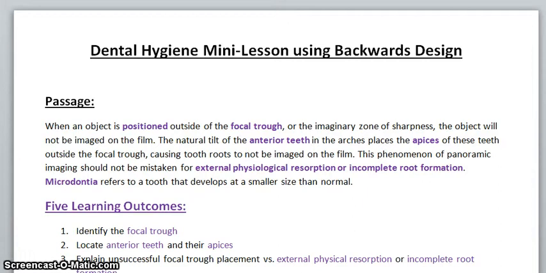The passage I was given is: when an object is positioned outside of the focal trough, or the imaginary zone of sharpness, the object will not be imaged on the film. The natural tilt of the anterior teeth in the arches places the apices of these teeth outside the focal trough, causing tooth roots to not be imaged on the film. This phenomenon of panoramic imaging should not be mistaken for external physiological resorption or incomplete root formation. Microdontia refers to a tooth that develops at a smaller size than normal.